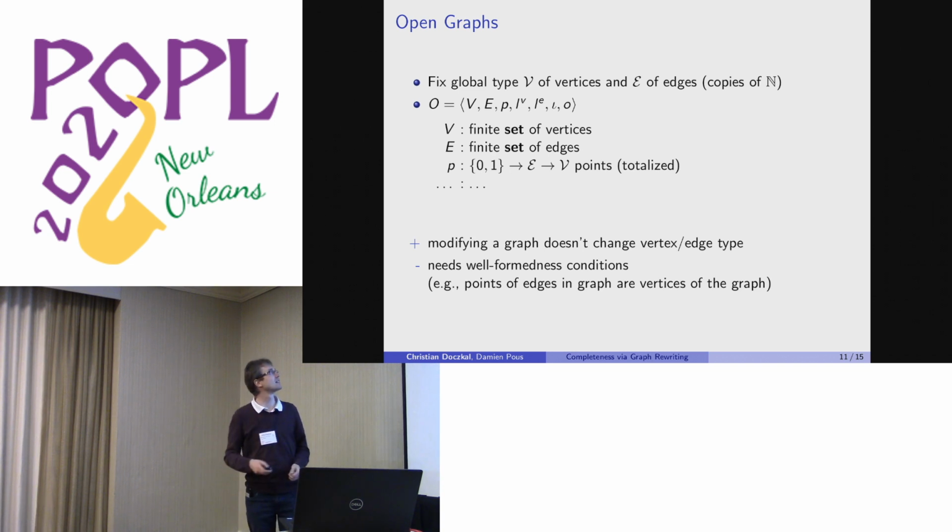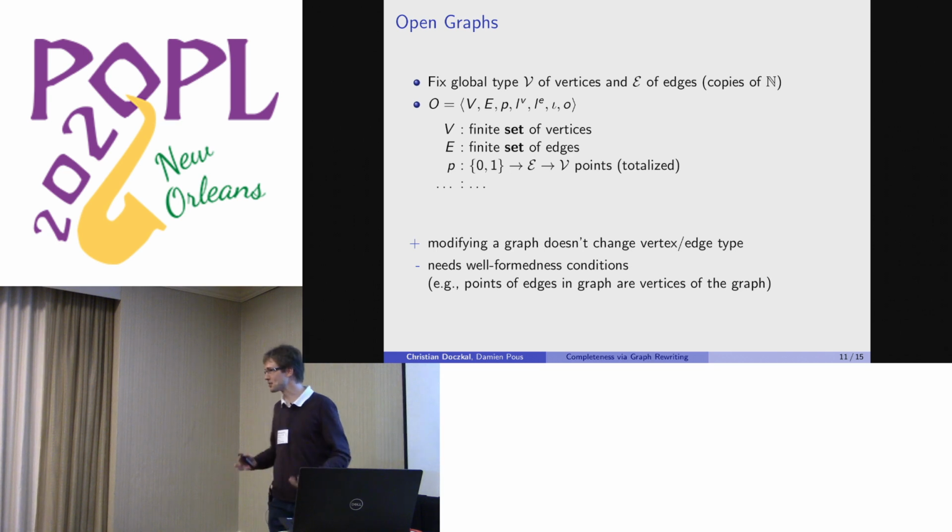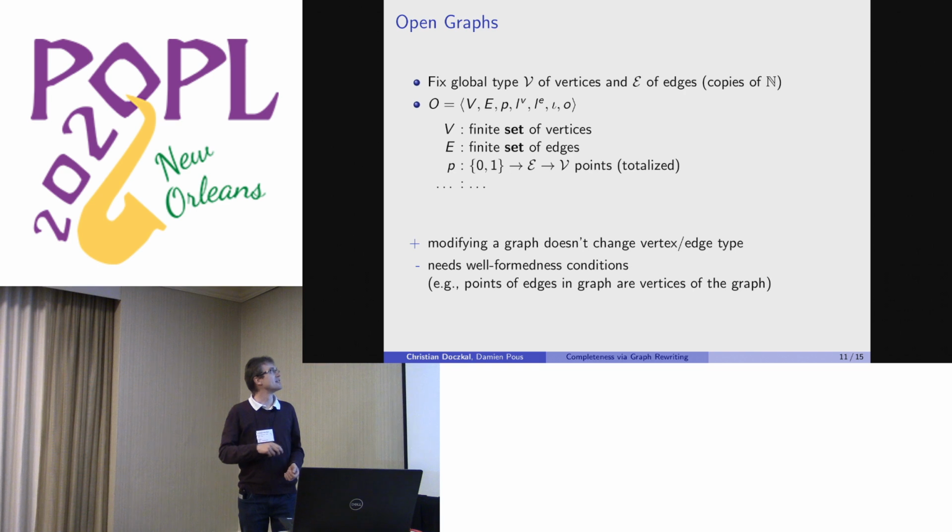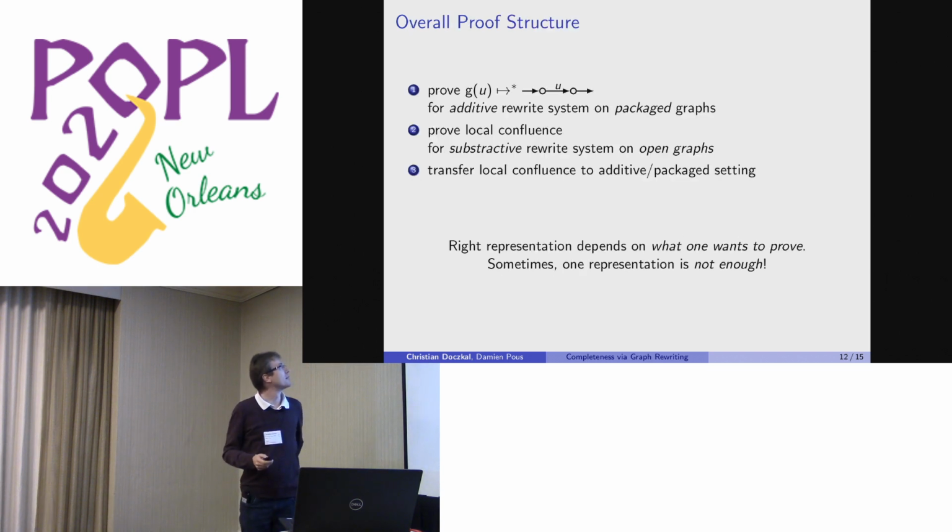And this means two things. One, modifying a graph doesn't actually change the edge or vertex type, because there is only one type. But on the other side, in this representation, you need well-formedness conditions, because now you need to totalize this point function. And whenever you modify it, you have to check that still every edge of the graph actually has its source and target in the graph. So this is no free lunch.